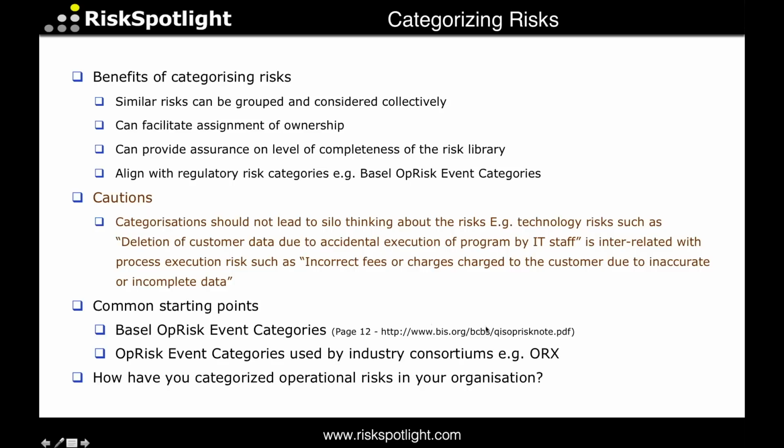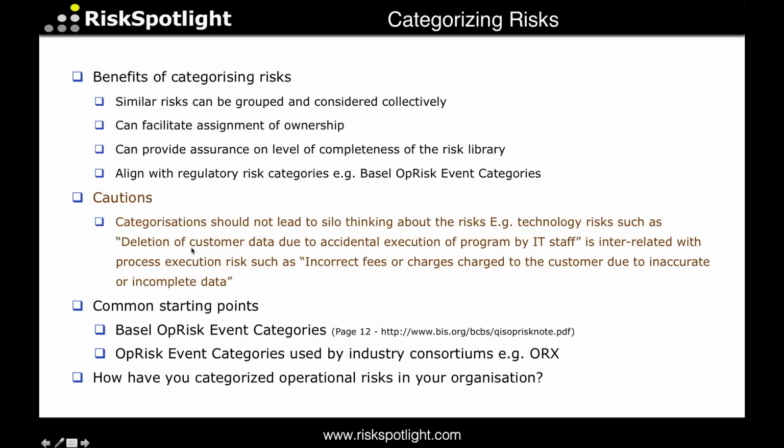A lot of organizations have used the Basel categories, and I've put a hyperlink to the Basel document. Generally, you may end up with 70, 80, 100, in some cases 500 risks if you look at risks across all your objectives and all your business units. And then, of course, you need some way of categorizing those risks.